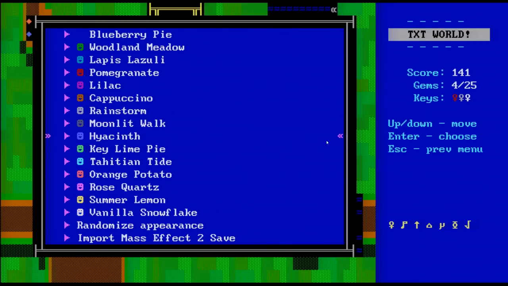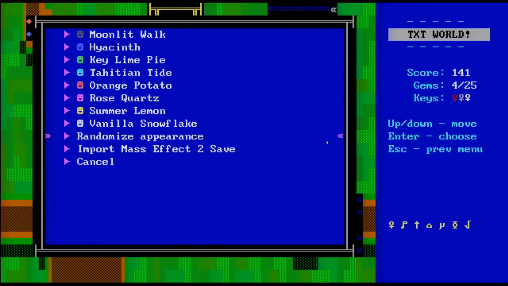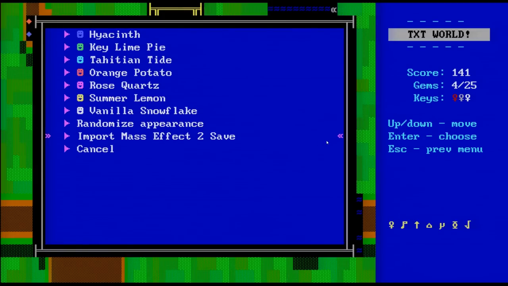Okay. It changes your, because this all comes up in the context of your character creator, which is really just choosing a face color. Right. It changes your face color to be the approximate color of your face in the game in Mass Effect 2. So this is like pulling a color out of the palette that's not in the EGA palette.